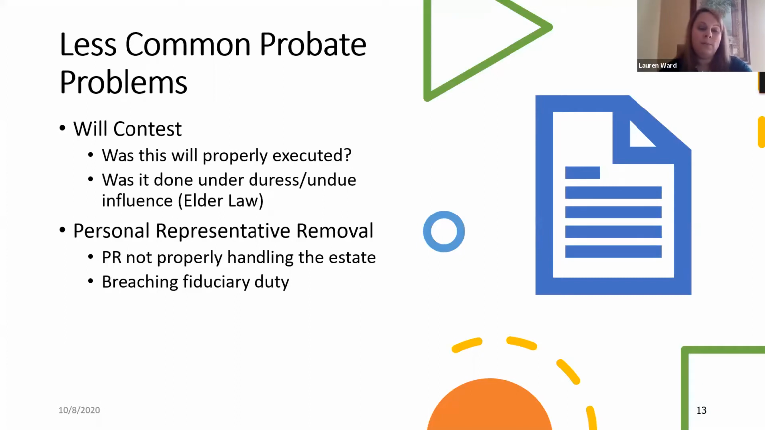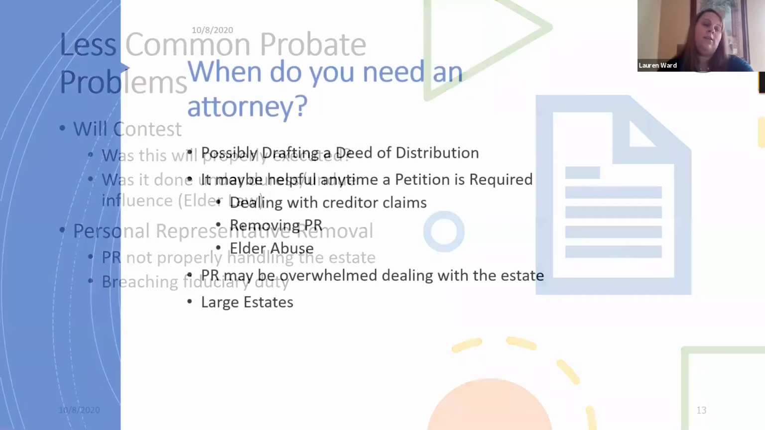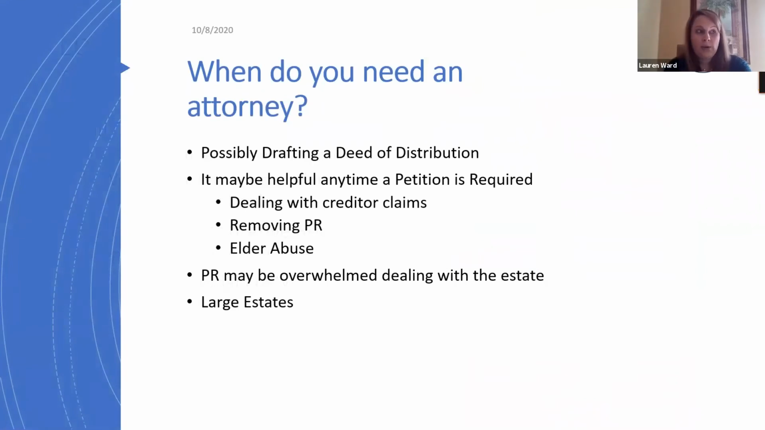And at that point, we may look to having a personal representative appointed that works for a bank or works for a trust company. So it's a corporate responsibility, and we can make the estate management a little better for the family at that point. So in all this, when do you need an attorney?